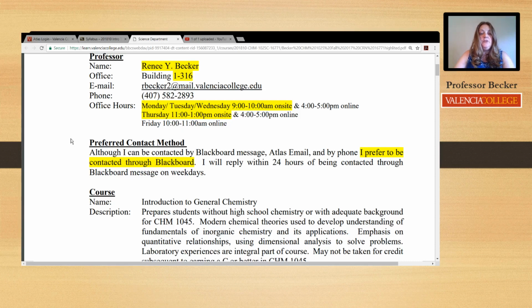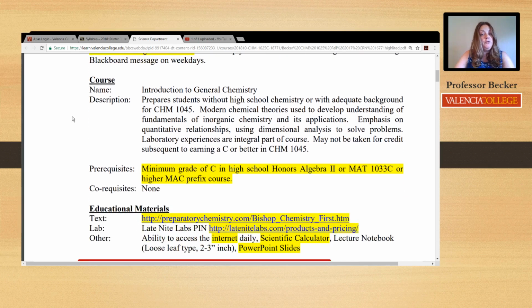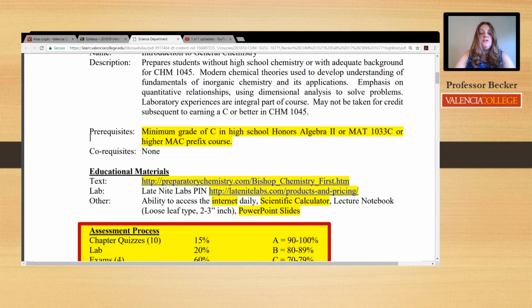So let's take a look at preferred contact method. Although you can contact me several different ways, I would prefer you to contact me through Blackboard. My goal is to get back to you within 24 hours during the week. Let's go down to course. So of course, we've already said this is Introduction to General Chemistry. You can read the description. What's important is that you have the prerequisites. So make sure that you have the prerequisites.